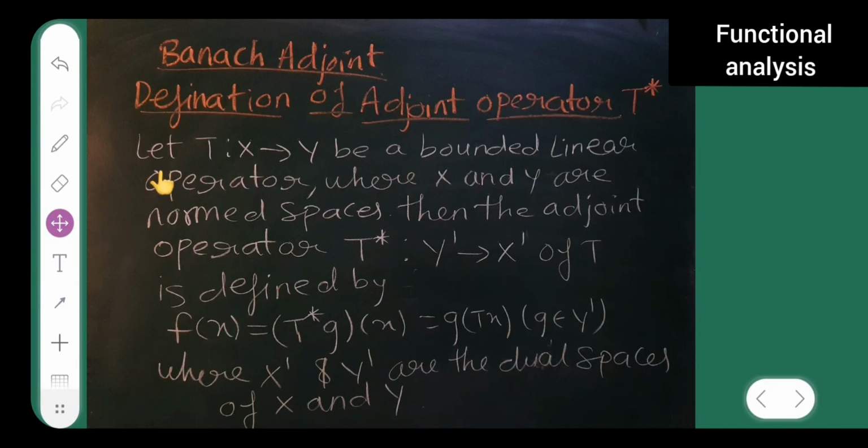I will just read it to you, because in the previous lecture also I have given this to you. You can check in the playlist. Let T from X to Y be a bounded linear operator where X and Y are normed linear spaces. Then the adjoint operator T* from Y' to X' is defined by f(x) is equal to T*(g)(x) is equal to g(Tx), where g belongs to Y', and X' and Y' are the dual spaces of X and Y.